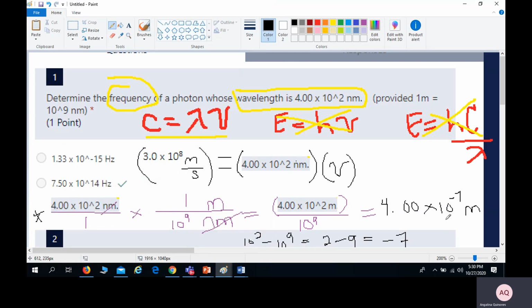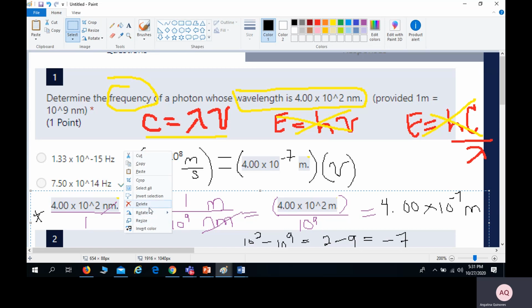I have my new wavelength in the correct unit. I'm going to replace my old one. So before it was 10 to the 2nd nanometers. We now know it is 10 to the negative 7, and the unit is now meters. Okay, so now I'm ready to just do my math. So I'm going to erase my conversion because I no longer need this. So again, this was how you convert nanometers to meters. You're going to have to do this in future problems in this assignment, so make sure that you understand this. You can pause it if you need to.